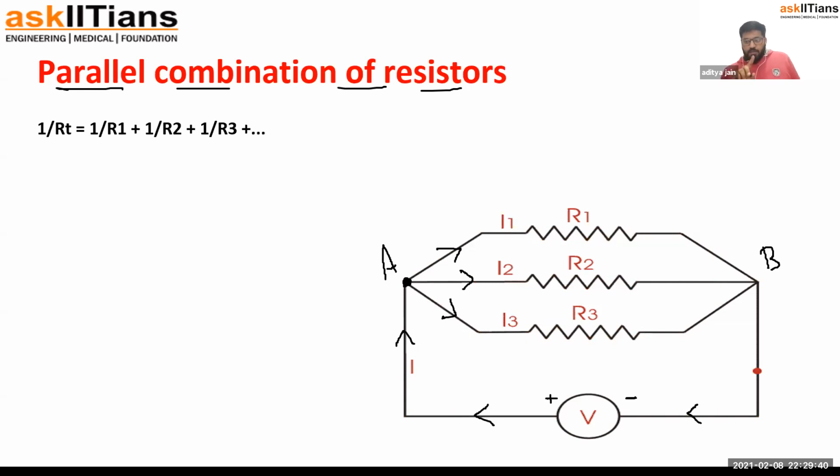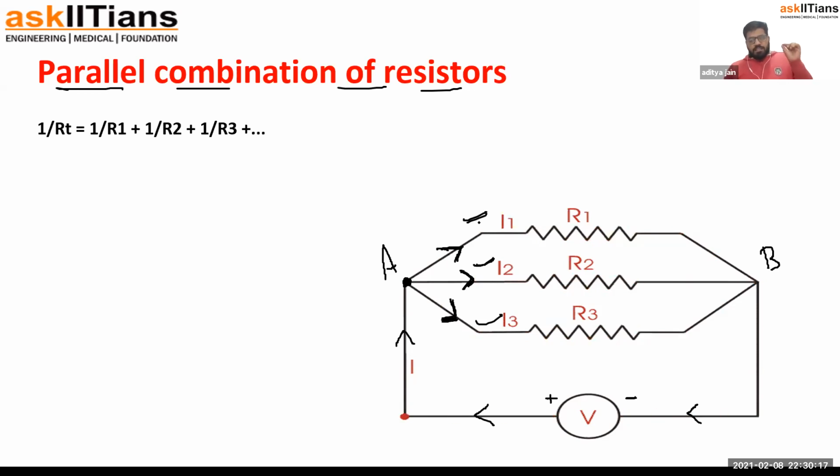In the series combination, only one path was possible for the current to flow. But what is happening in parallel combination? You can see there are more than one path available for the current to flow. There are three paths available. Whenever this situation arises, that the current has more than one path available to flow, this is known as a parallel combination of resistors. So all these three resistors will be in parallel combination.